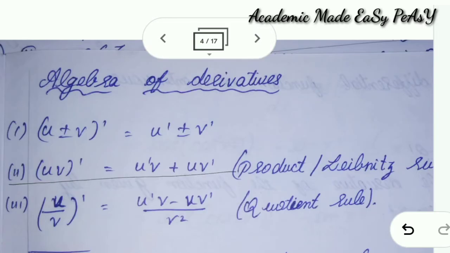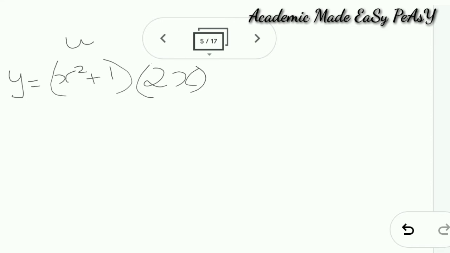Here the next one they have given is the product. So the product of functions is given and we have to find the derivative of that. Let me give you an example. Let me take y is equal to (x square plus 1) and let this be my u, and let my v be 2x. So this is my u and this is my v. I have to take the derivative of this. So what is my formula? (uv) the whole dash is equal to u dash v plus u v dash.